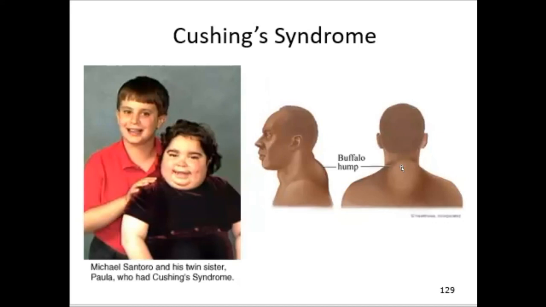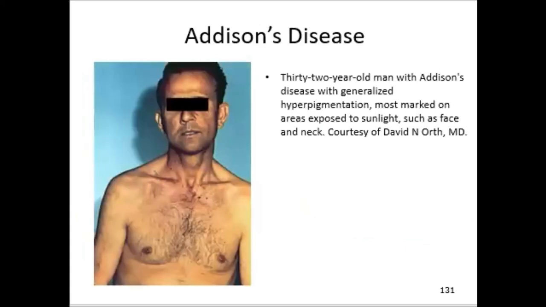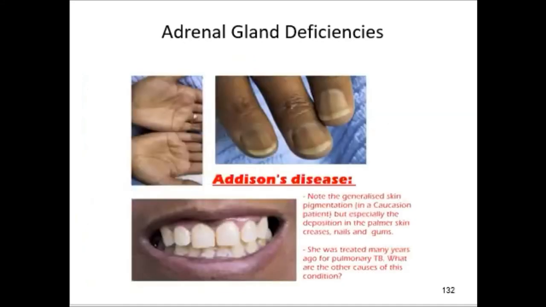Cushing syndrome. Cushing syndrome: a buffalo hump in this variant will be present in the spine. This one, Addison disease, a 32-year-old man with Addison disease, generalized hyperpigmentation, most marked in areas exposed to sunlight, such as face and neck. And adrenal gland deficiency is Addison disease, with some variants in localization. This variant. So, yes.